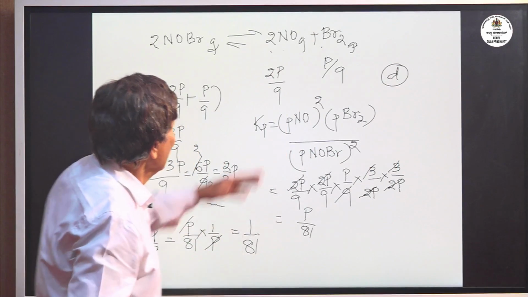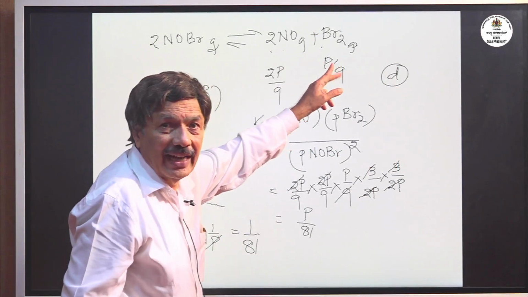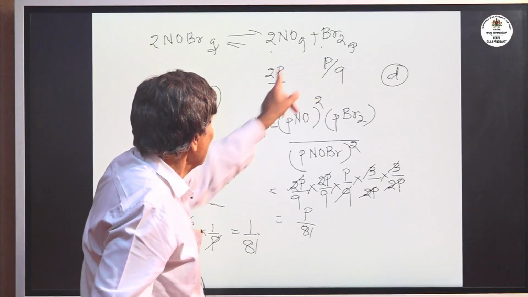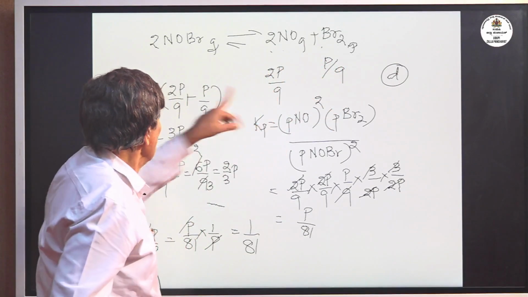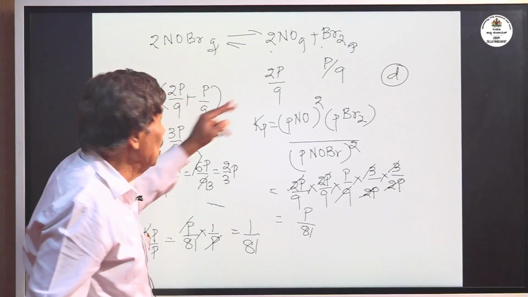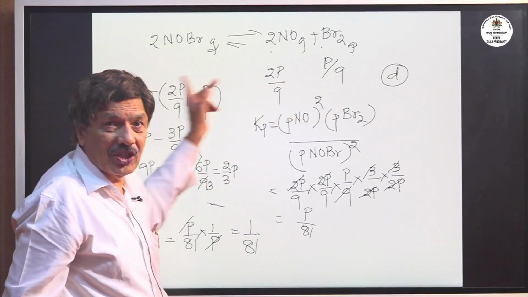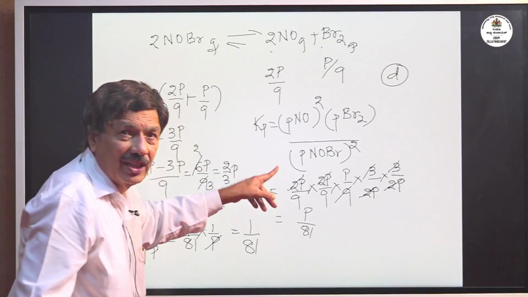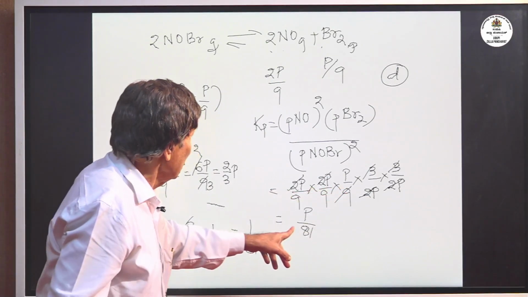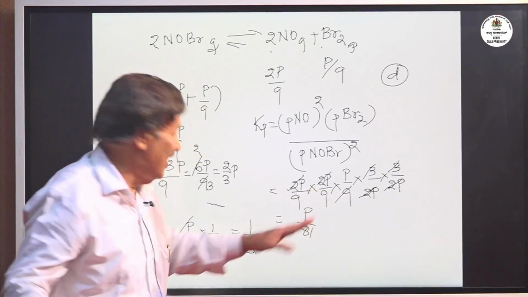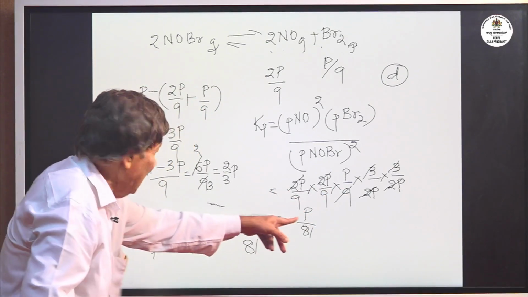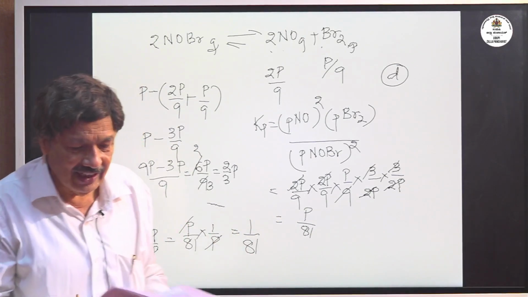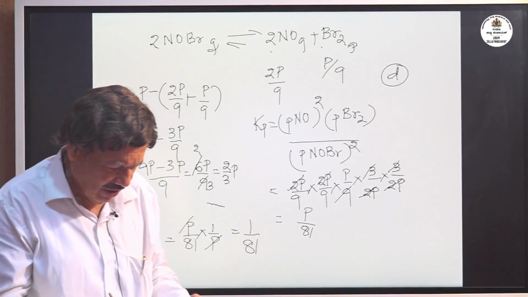Once again I said it. The equation is given, and they are telling the partial pressure of bromine is P by 9. The equation says that double of that should be formed. Here it is 2. So initially it was P. From that you have to subtract the pressure of these two. Total pressure was P. Right? So you got all this. Then the expression for Kp we wrote, substituted the values. We got Kp is equal to P by 81. What we have asked is Kp by P. P by 81, that is Kp divided by P. P gets cancelled. So 1 by 81 is the right answer. Hope that you have understood it.